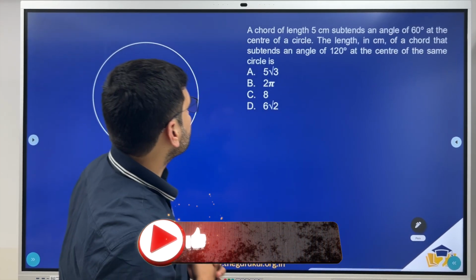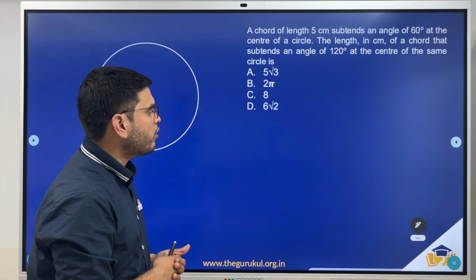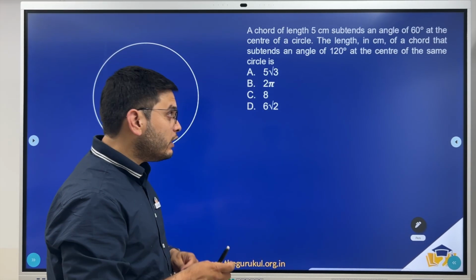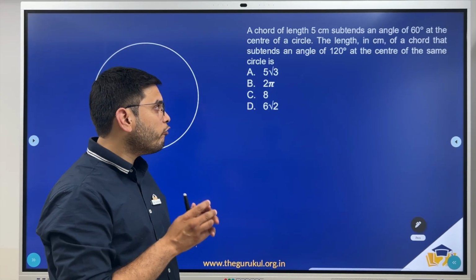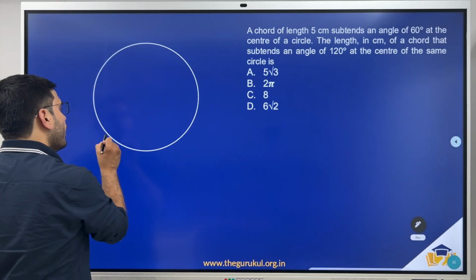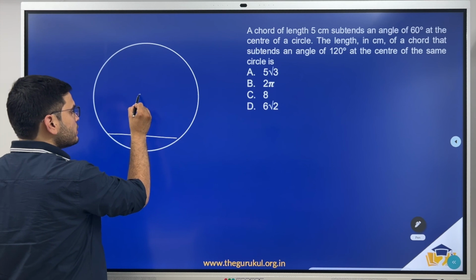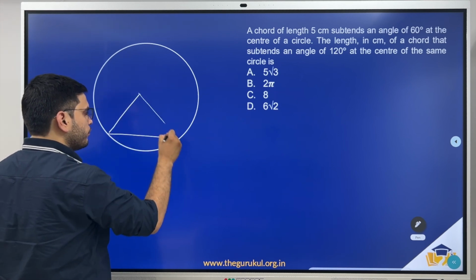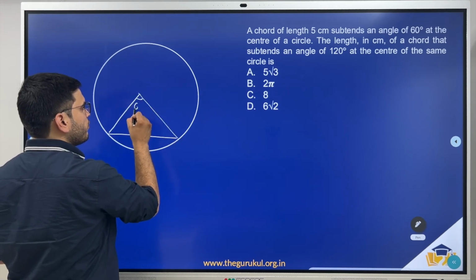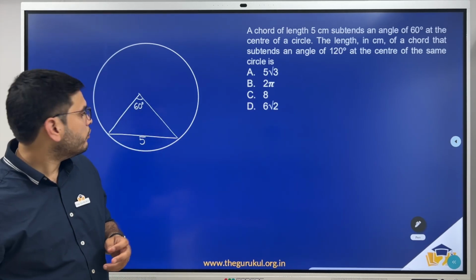Now coming to the last question. A chord of length 5 centimeters subtends an angle of 60 degrees at the center of a circle. The length in centimeters of a chord that subtends an angle of 120 degrees at the center of the same circle is. So we have a circle and there is a chord that subtends an angle of 60 degrees at the center of the circle. Now this is 60 degrees and the length of the chord is given to be 5 centimeters, right.